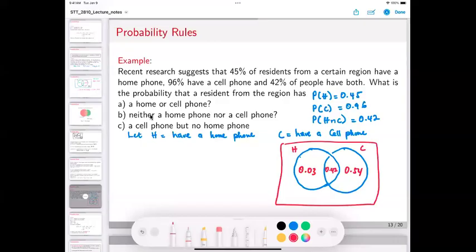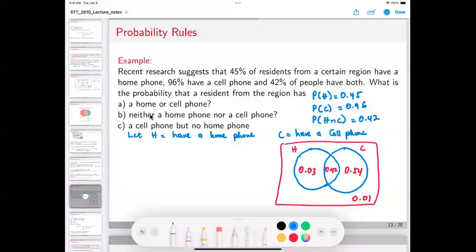Now, since we have this, how do we get neither? Let's add all this and subtract from 1. What do we get? So here is going to be what? 0.01. Does that make sense? How many of you got the Venn diagram correct? Okay, good. So this is how to show the information in the Venn diagram.